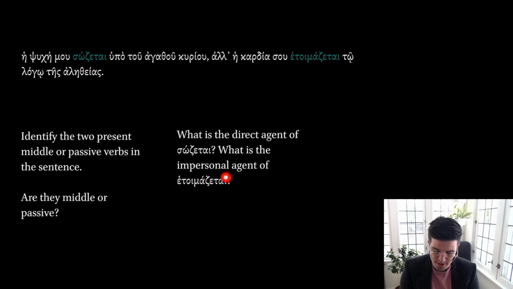And then the impersonal agent of hetoimadzatai. I gave you a quick look there by my markings earlier. What's the impersonal agent? That's right, the word, and specifically the word of truth, tes alethios, in the genitive here, modifying the word. So this whole clause here is going to be, but your, su, a possessive personal pronoun in the second person singular, your heart is being prepared by, so notice this is an impersonal thing, it's not a person, by the word of truth.